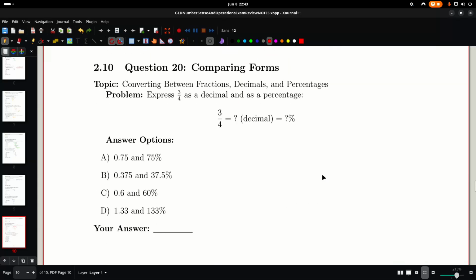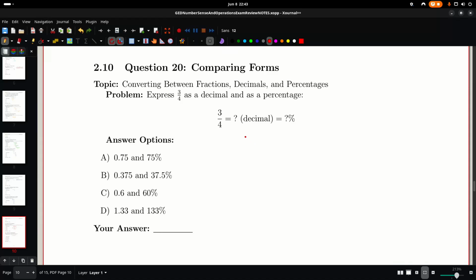Okay, question 20, comparing forms. So converting between fractions, decimals, and percentages. So express 3 over 4 as a decimal and as a percentage. So 3 over 4, if we want to express this as a percentage, that might be the easiest one.